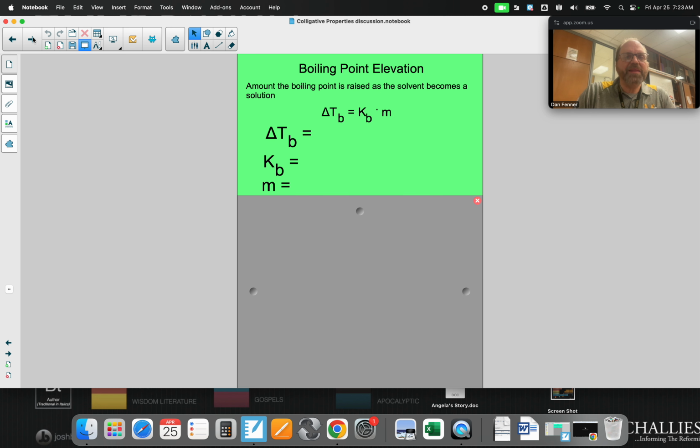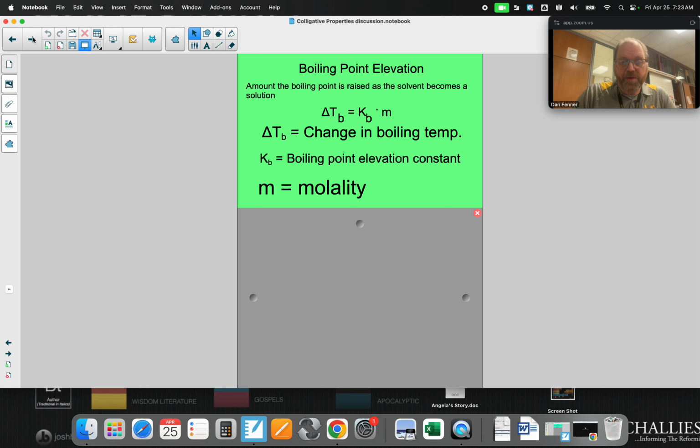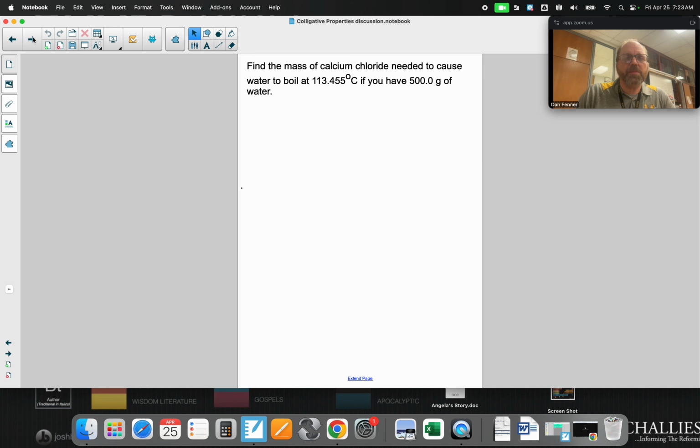All right. Now, the other one we talked about is boiling point elevation. The amount the boiling point is raised as the solvent becomes a solution. The equation looks an awful lot like that. That's the reason why I do these two together. Delta T sub B, and again, delta T sub B is a change in boiling temperature, not the actual boiling temperature, but the change. KB is a constant again, and m, same thing as molality. Again, the only thing we have to worry about is the KB of water, which is 0.51 degrees Celsius per molal.